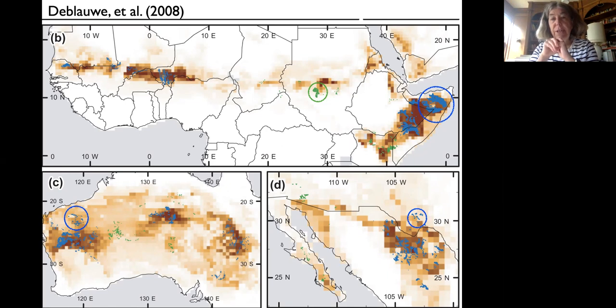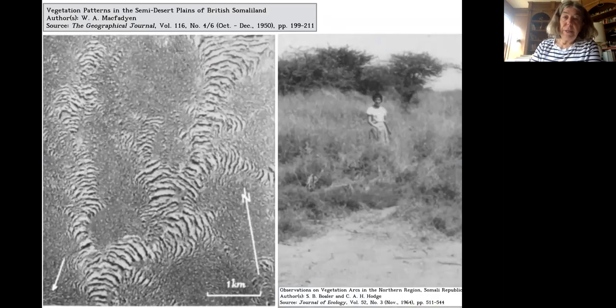I circled this one in Sudan because that's one of the studies that I want to highlight here. So I do want to zoom in on this location where that group ended up discovering some new patterns and carried out a study of that, which I like quite a bit. Just some more images.